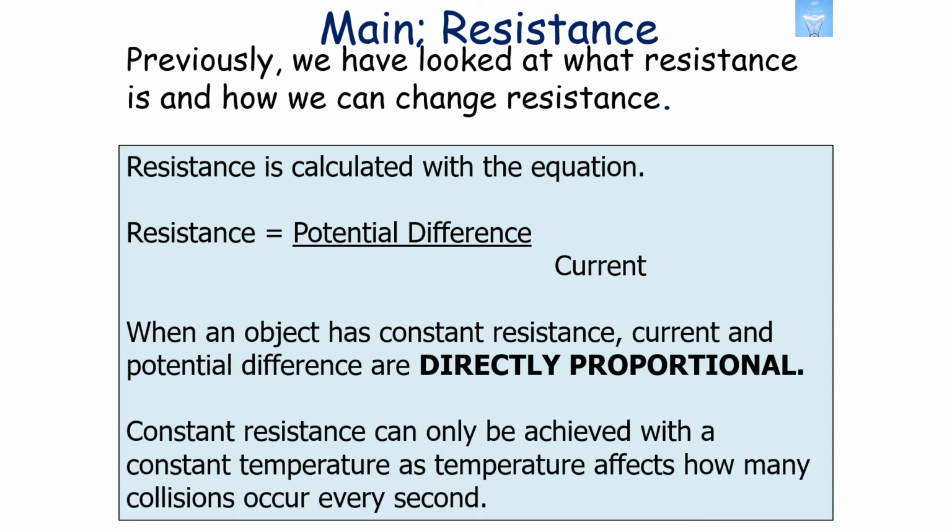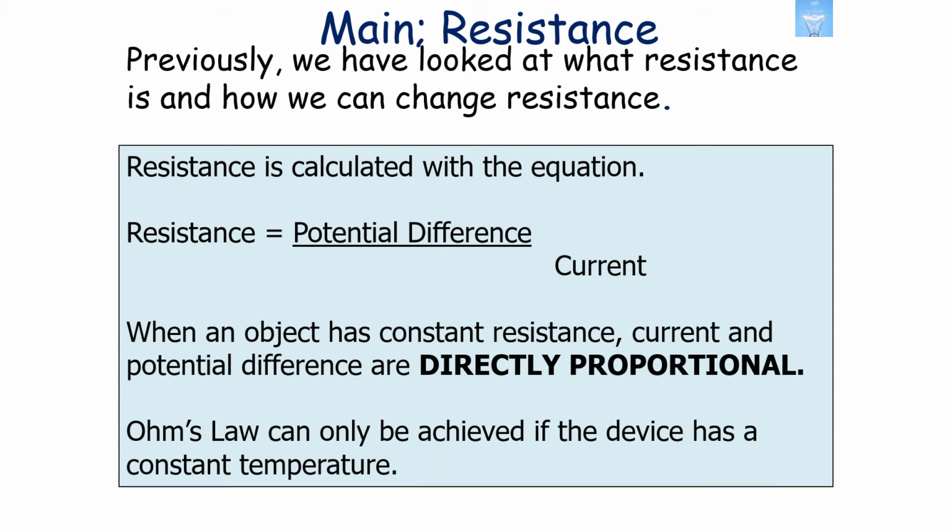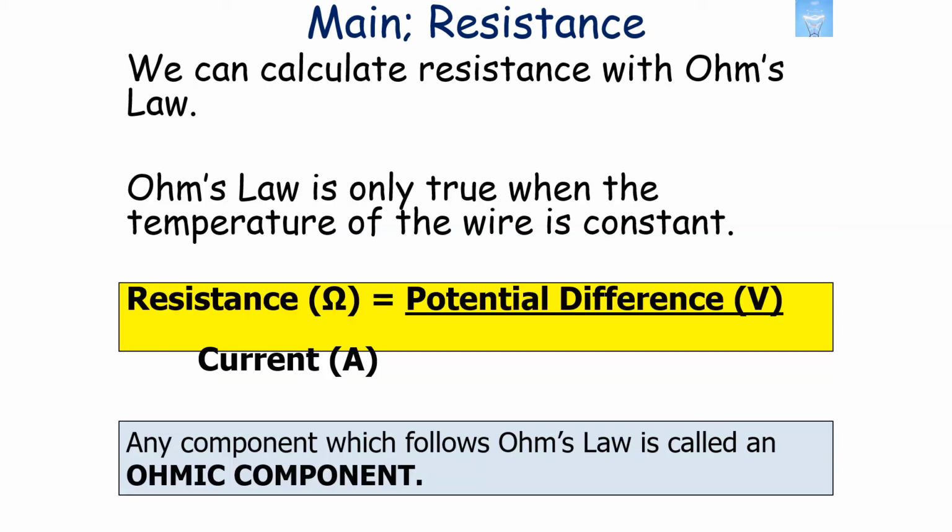So Ohm's law can only be achieved when there's a constant temperature, as this can affect how many collisions occur every single second. So Ohm's law can only be achieved if the device has a constant temperature. So we say that resistance is equal to potential difference divided by current, and for this to occur, the device must be following Ohm's law.